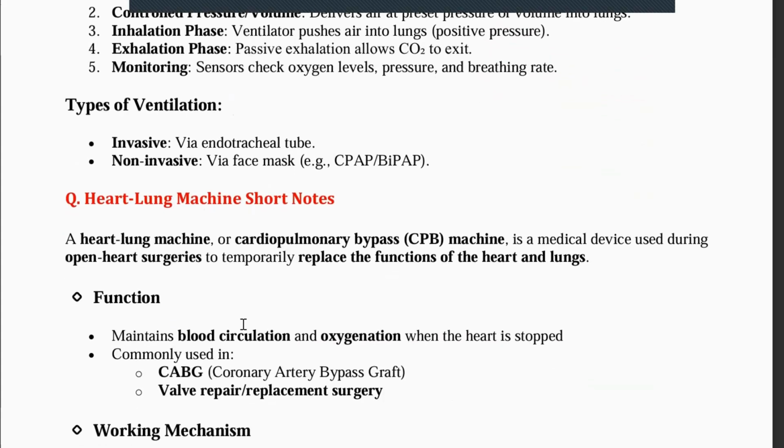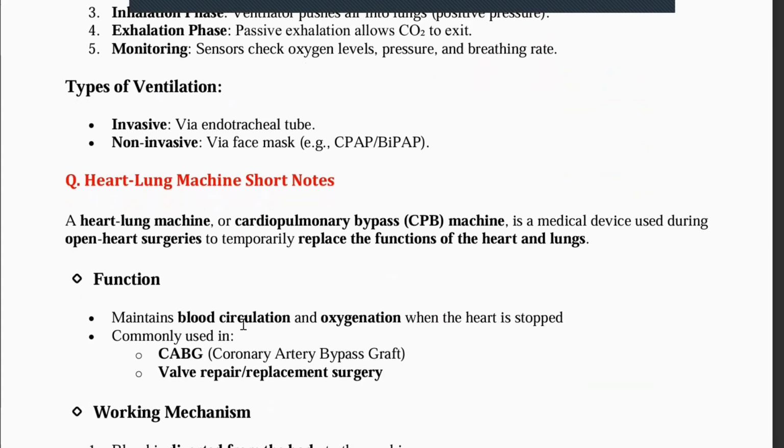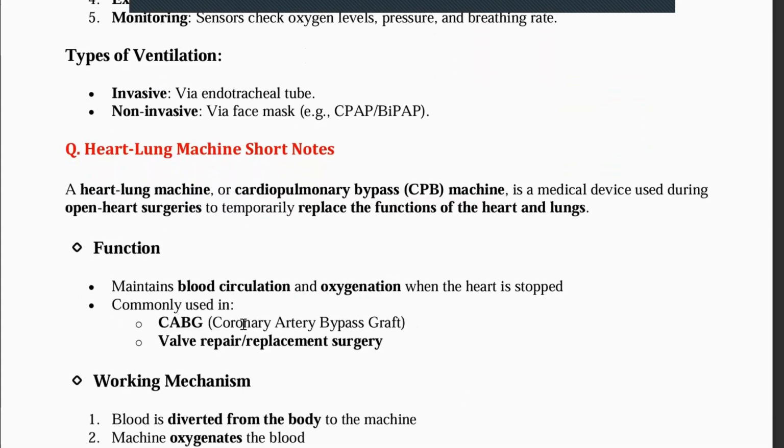Heart-lung machine. Write a short note on that. It is a device used during open heart surgeries to temporarily replace the function of the heart or the lungs. It maintains blood circulation and oxygenation when the heart is stopped. Commonly used in coronary artery bypass graft or in valve repair or replacement surgeries.